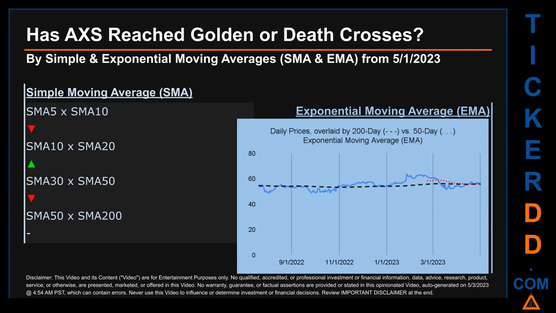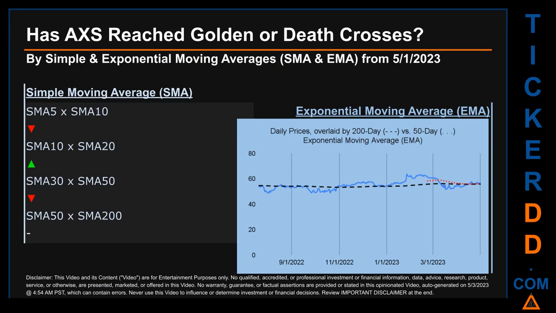Has AXS price reached golden or death crosses? Golden cross and death cross are basic signals that compare average prices across 2 specified trade day ranges, a short-term versus a long-term range. For example, 5-day versus 10 trade days. Essentially, a golden cross is a bullish signal. It appears when a ticker's short-term moving average crosses above its long-term average. Vice versa. A death cross is a bearish signal when the short-term crosses below its long-term moving average.